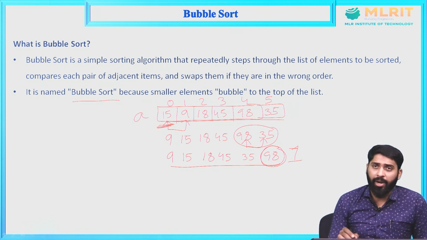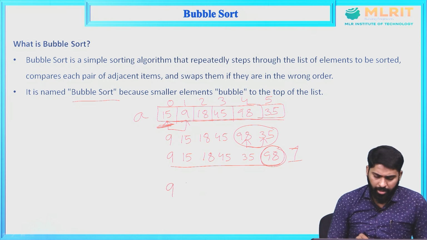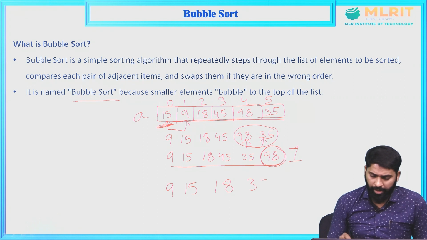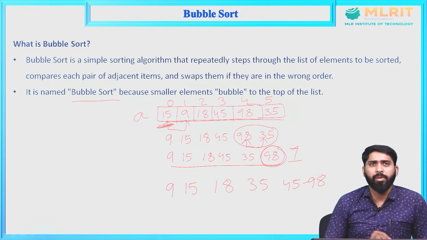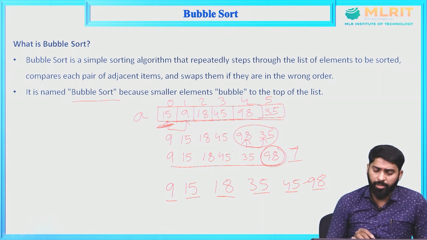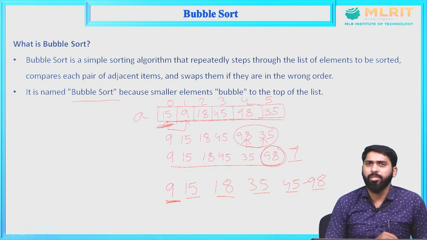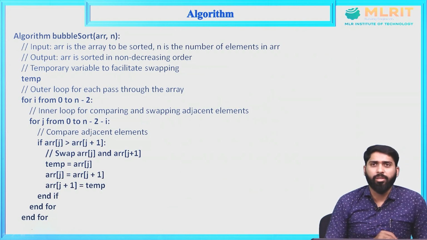At the end of this bubble sort algorithm, what is the expected output? 9, 15, 18, 35, 45, 98. In bubble sort, the small elements bubble to the top of the list. This is the starting point. This sorting technique we call bubble sort. Now we see the algorithm.